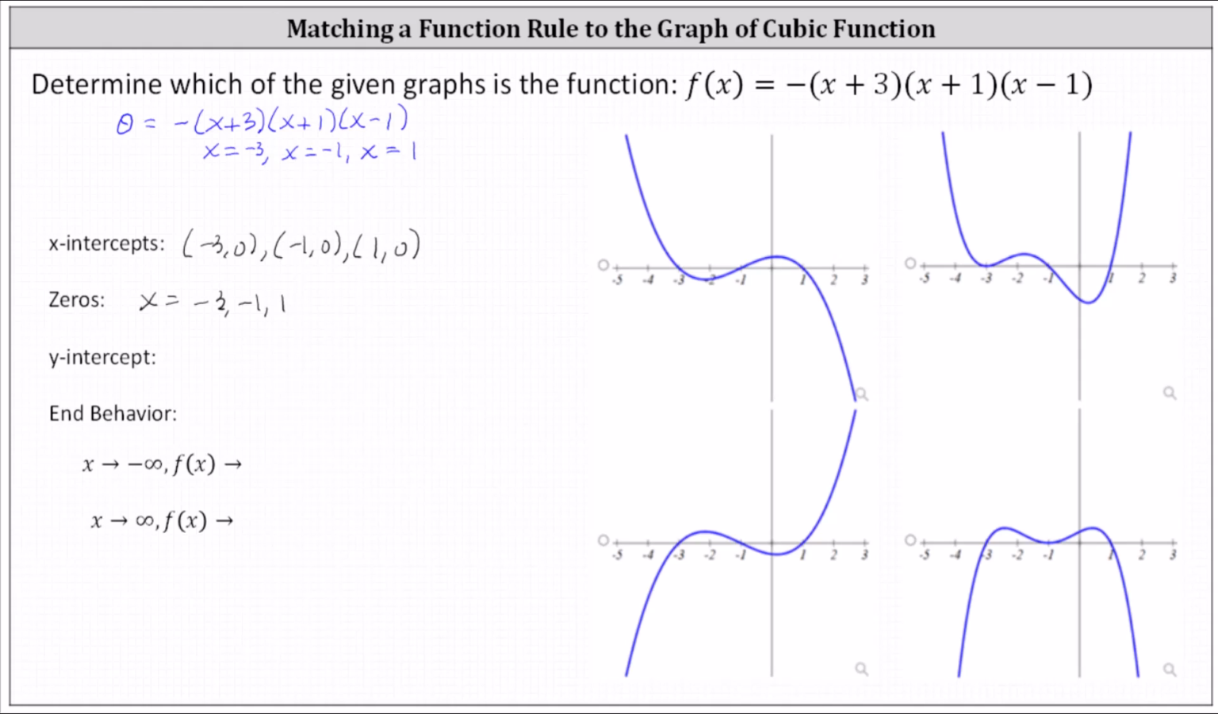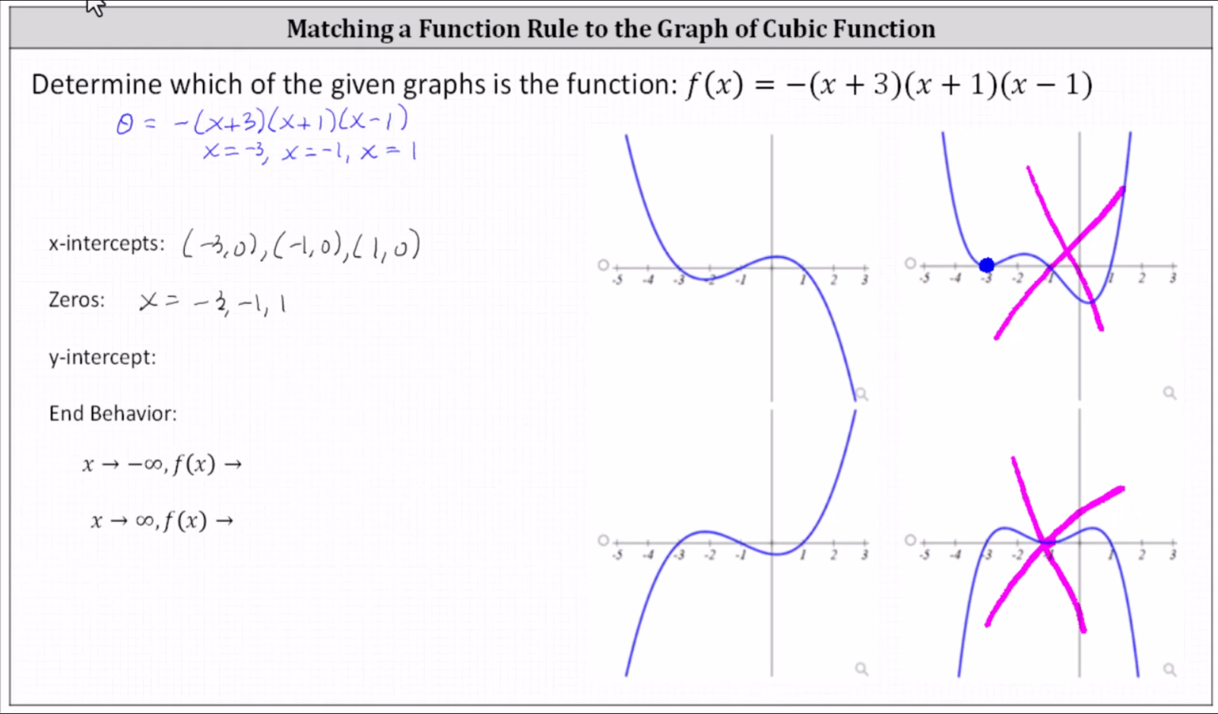Looking at the graphs on the right, notice the second graph in the first row has a zero of negative 3, but it doesn't pass through the x-axis. It touches the x-axis and bounces back, which means the zero of negative 3 has an even multiplicity, and therefore this could not be the correct graph. And the same thing is true for the second graph in the second row. The zero of negative 1 has an even multiplicity, again because the graph touches the x-axis at negative 1 and then bounces back, and therefore it can't have a multiplicity of 1.